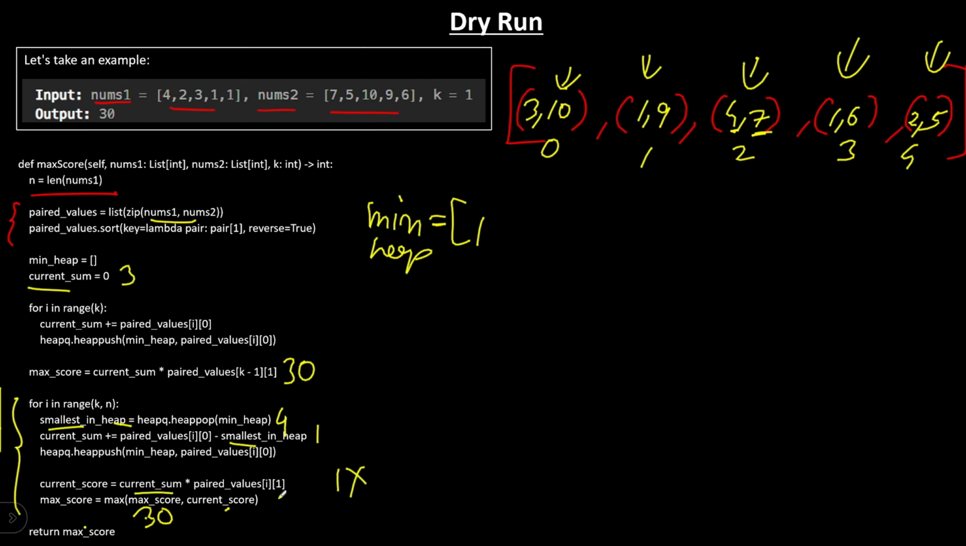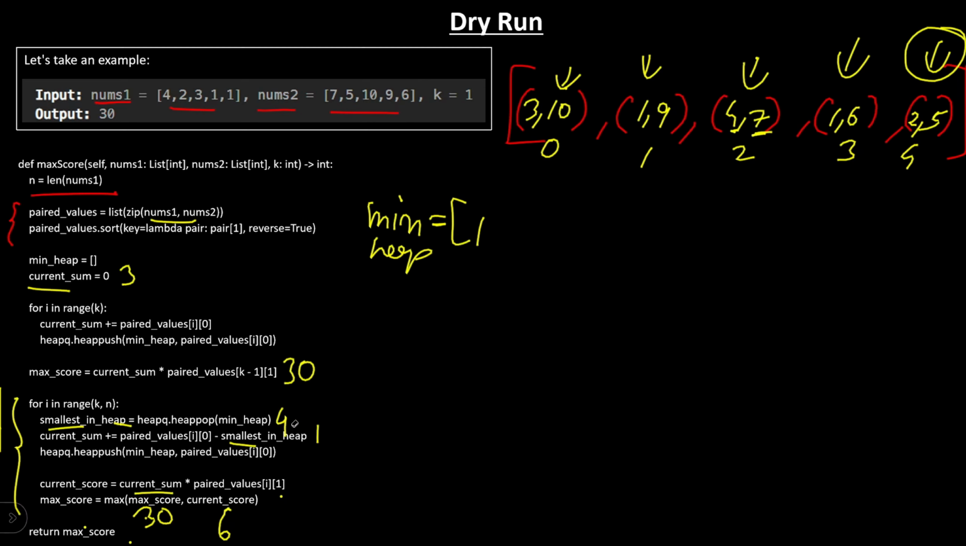It's 1, right? And the paired value with it is 6. So you get 6 as the output, and still the current sum is smaller than the max score, right? So we move ahead. Now we are standing at the last index. Now the smallest in the heap is 1, right?